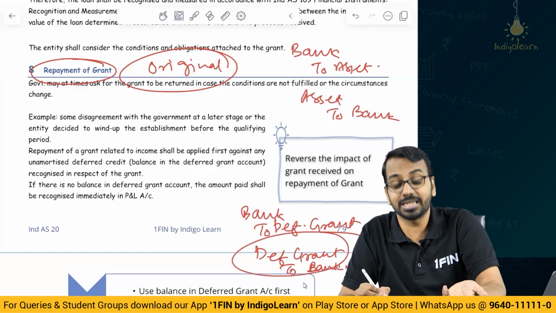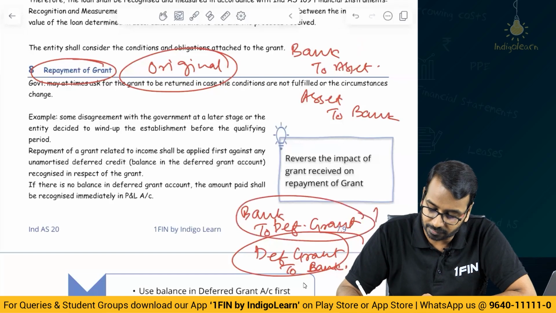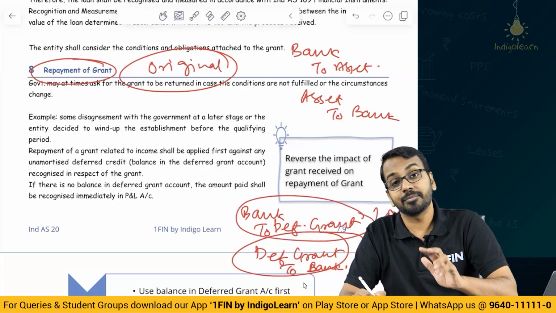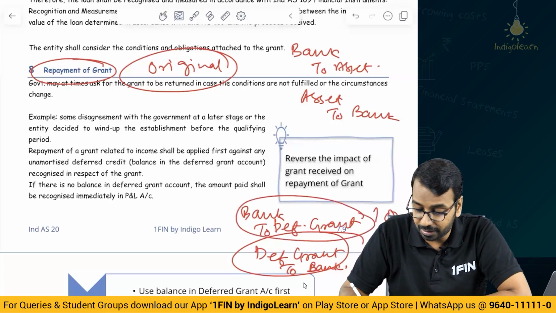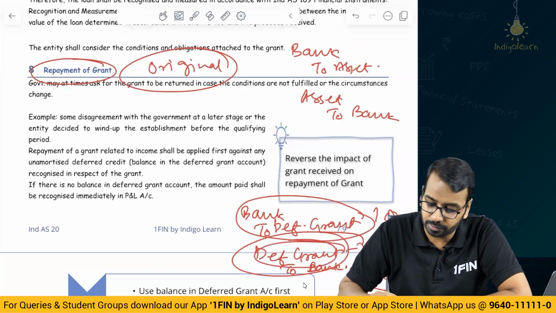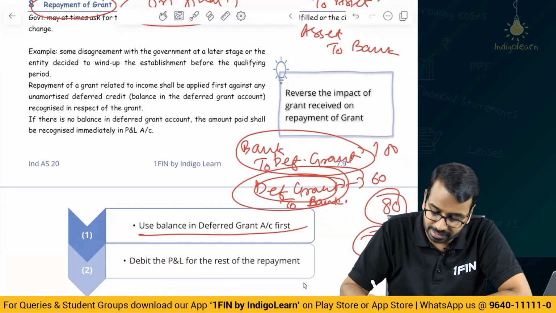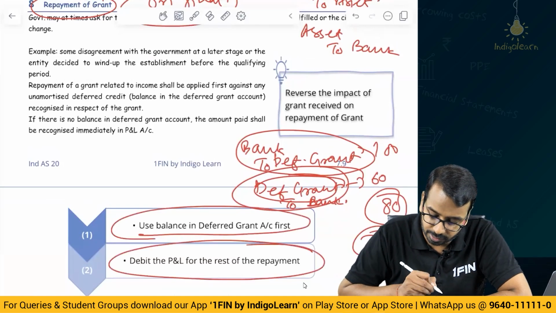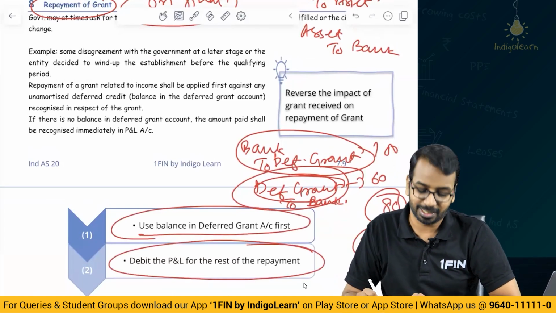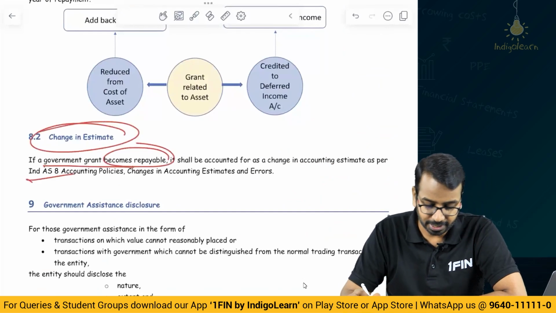Sir, what if there is no balance left? Now the next question is, if there is no balance, say for example we have received a grant of 100, okay, and for some reason the grant to be refunded is 80, but in the balance in deferred grant account we have only 60. So what do we do with the balance? The difference of 20 will be taken to P&L. So use the balance in deferred grant account and the balance will be debited to the P&L for the rest of the repayment. If a government grant becomes repayable, it is treated as a change in estimate as per IndAS 8.